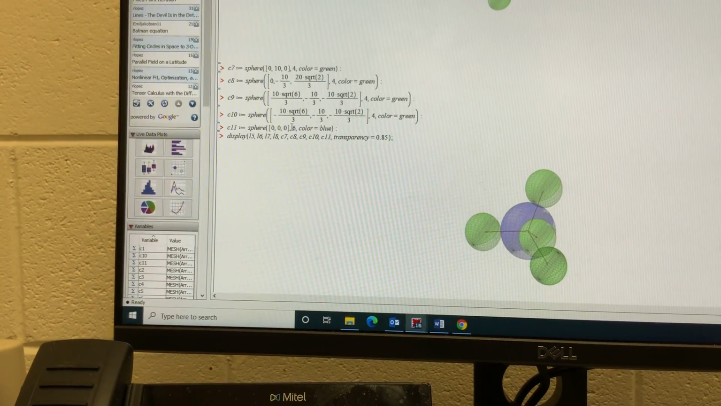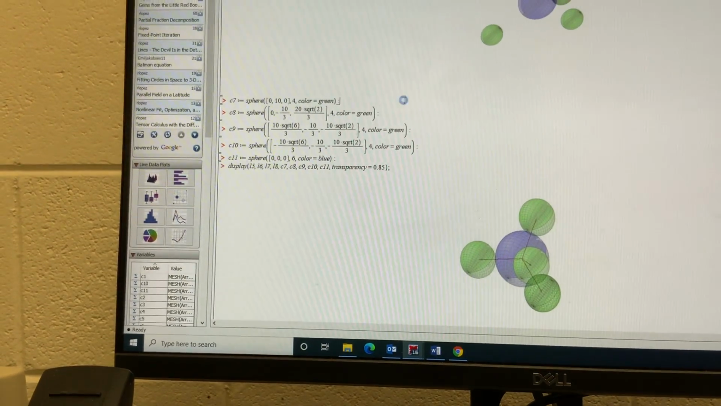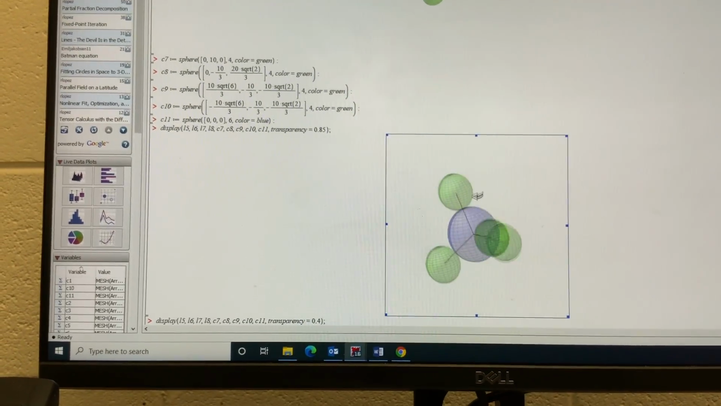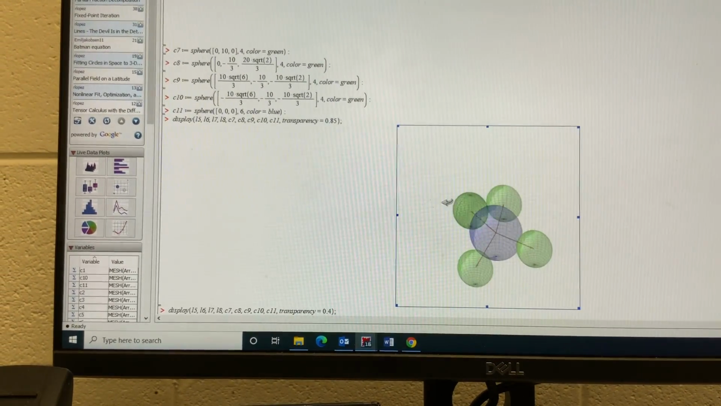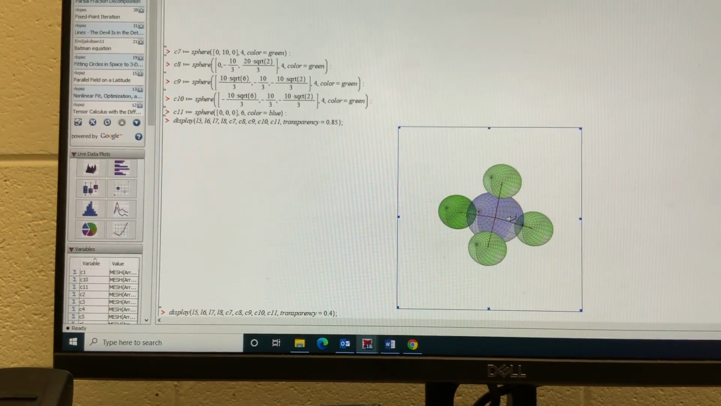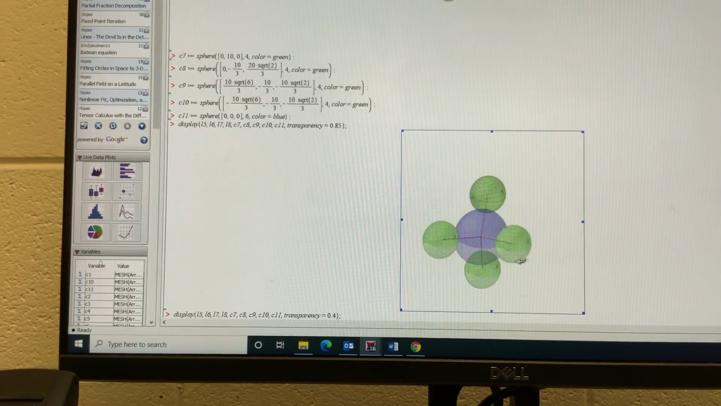All right, so let's make the radii 6 and 4, and let's go ahead and launch those and do the display. And as you can see, we've got a bigger display of hydrogen atoms and a smaller display of a carbon atom, and you can see the red vectors illustrating the bonds between the carbon and the hydrogens.